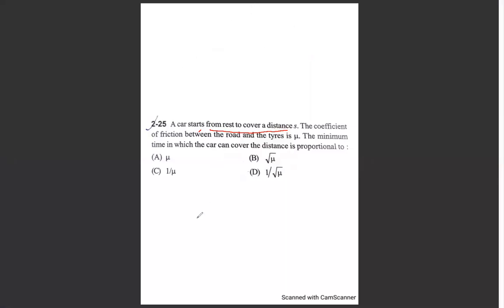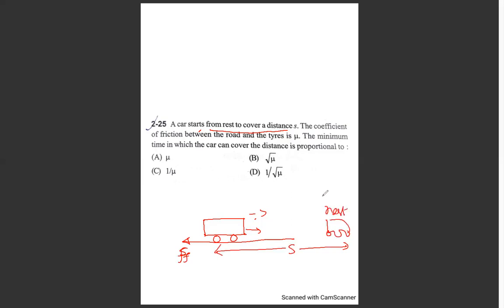A car is starting from rest to cover a distance S. If I say that this is a car, right? And it has to cover a distance of S. But coefficient of friction is there. So friction will be opposite to the direction of its motion. Right. So this is frictional force. It has to cover a total distance of S. That means at this particular point, the car will be at rest. Its final velocity will be equal to 0. Right. And the coefficient of friction between the road and the car is mu.